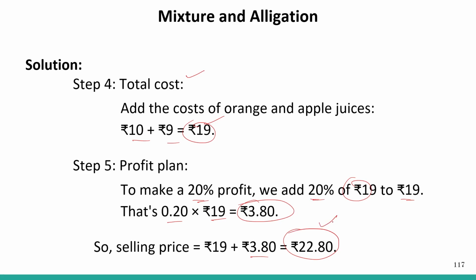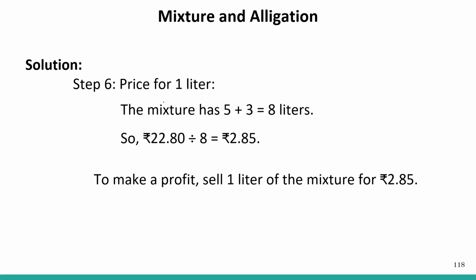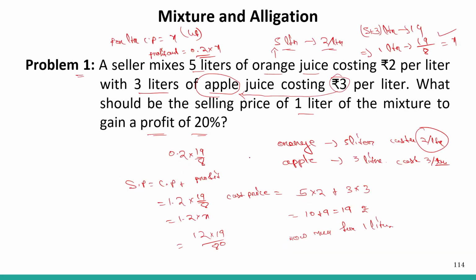So cumulatively, this much amount you will need. This will be the selling price. So for 1 liter, what will it cost? This much divided by 8, that will be 2.85. So to make a profit of 20% over the CP, we need to sell 1 liter of mixture for 2.85 rupees. So this is nothing but 2.85.